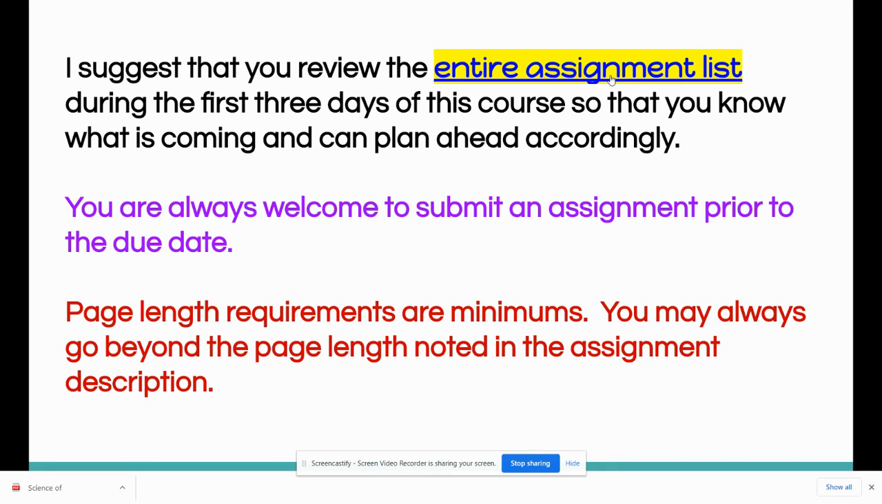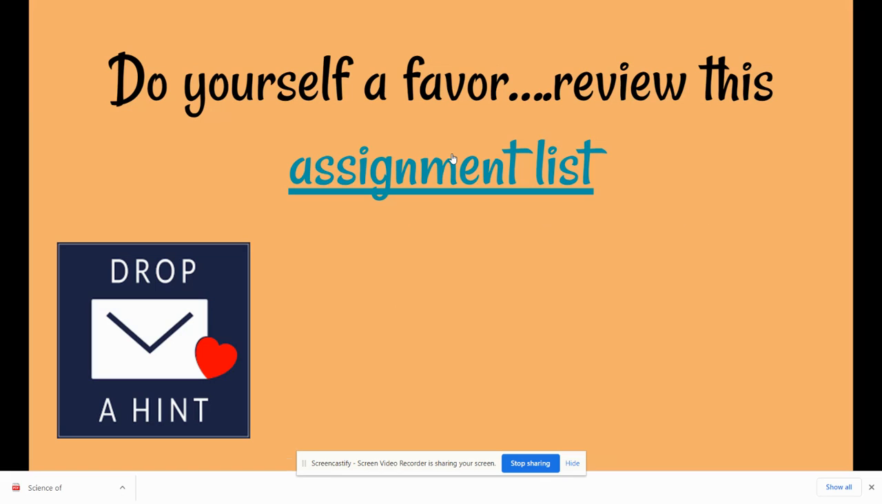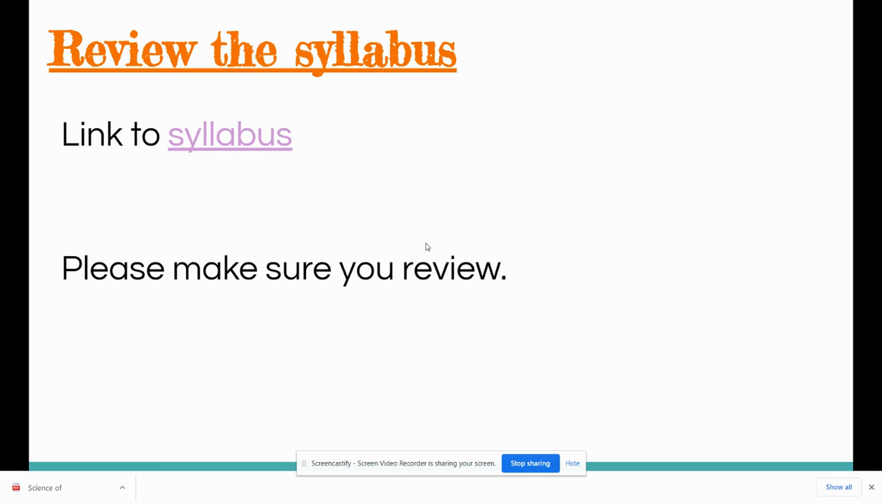So it's linked here in this presentation. I would say take a look at it. Of course, you're always welcome to submit assignments early to me, and page length requirements are minimums. Of course, you can always go above and beyond. Hint, hint, another reminder, assignment list. Check it out. It will be a lifesaver for you during the course.